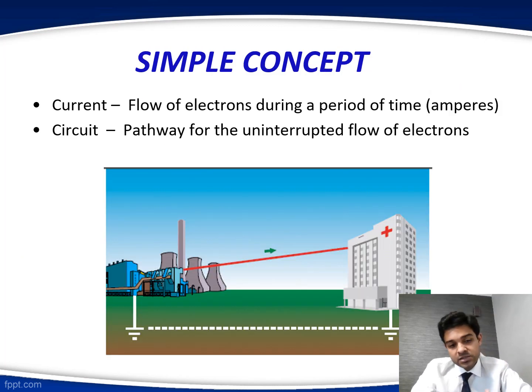Now, before I go into the gist of everything, let me just do a simple concept. What is current? Flow of electrons during a period of time. And in what is it measured? It's measured in amperes. Circuit. What is a circuit? A pathway for uninterrupted flow of electrons.